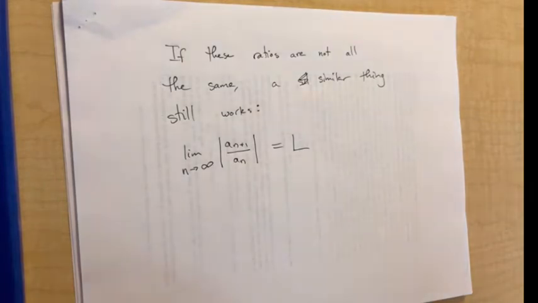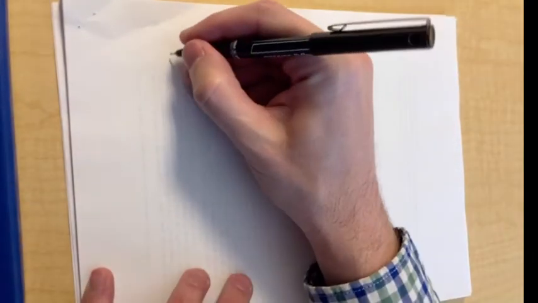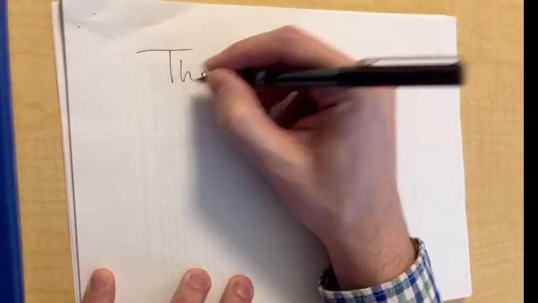So I'm going to write this as a theorem. It's called the ratio test. Maybe I'm going to see how big I can write here. Theorem, the ratio test. My ordinary handwriting is very small.